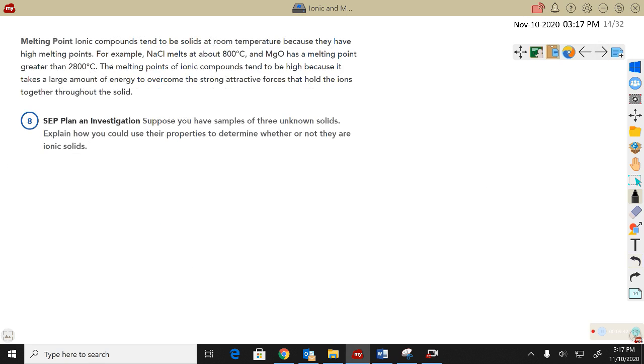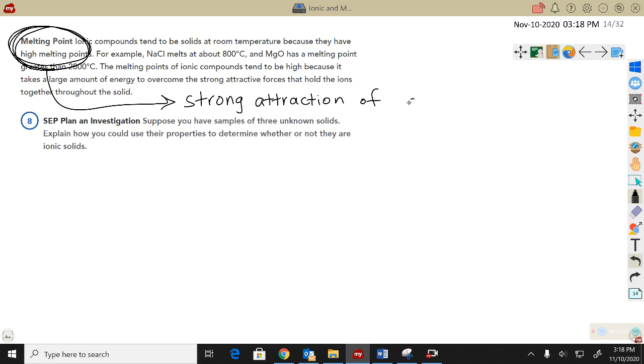Cool. And then one other thing that we should mention is that typically ionics do have really high melting points. They're typically so high because of the strong attraction of oppositely charged ions.